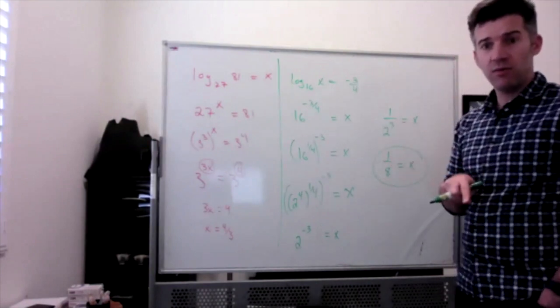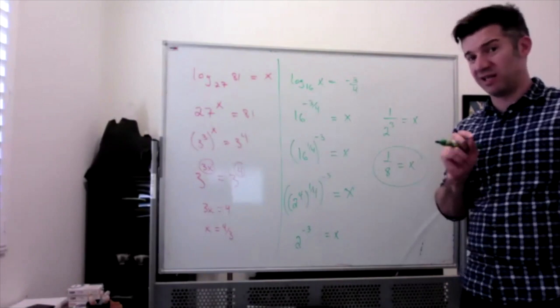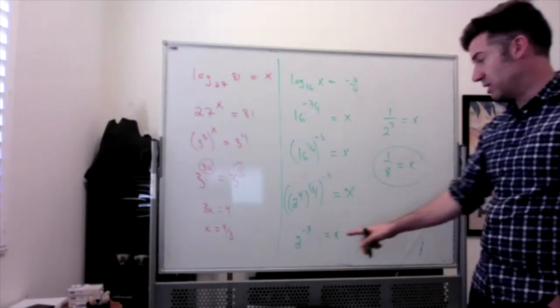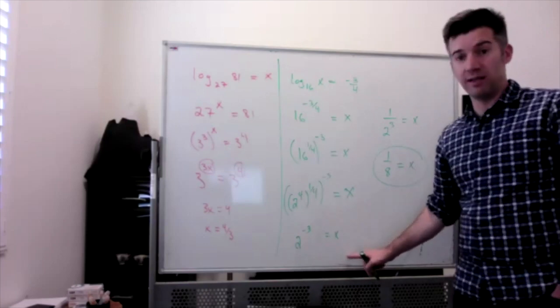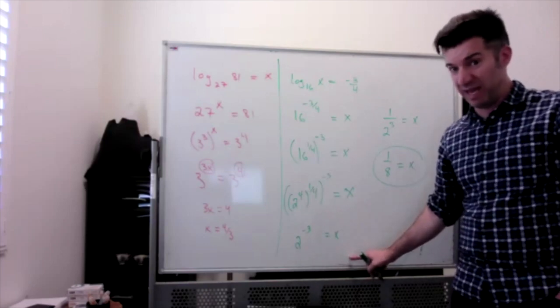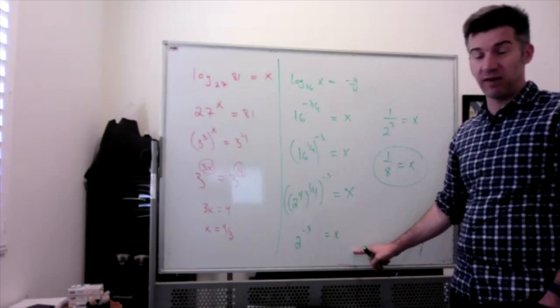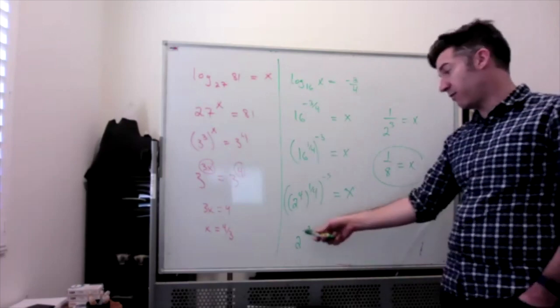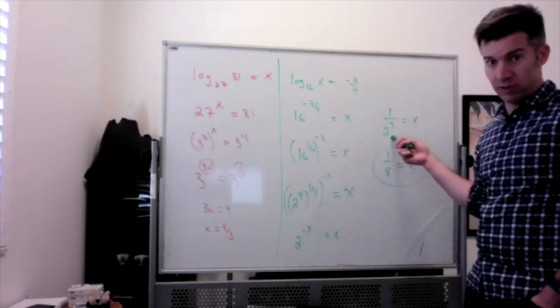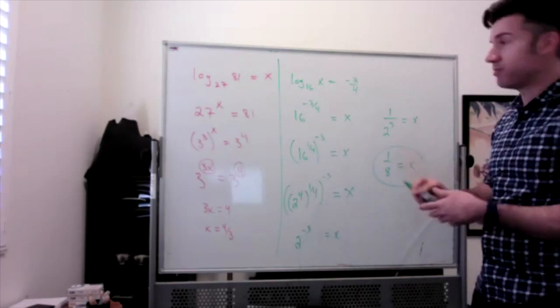Do be careful. The negative power doesn't mean you get a negative answer. I've definitely seen too many people here say, incorrectly, that x is equal to negative 8. X is not equal to negative 8. 2 to the negative third is not negative 8. It's 1 over 8. So remember, negative powers mean reciprocals, not negative answers.